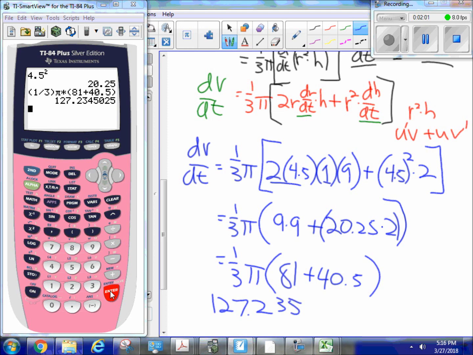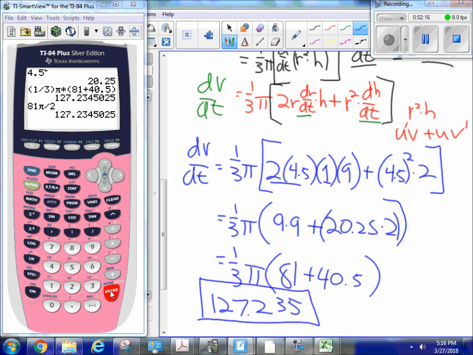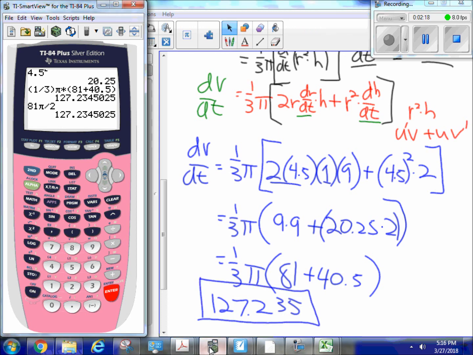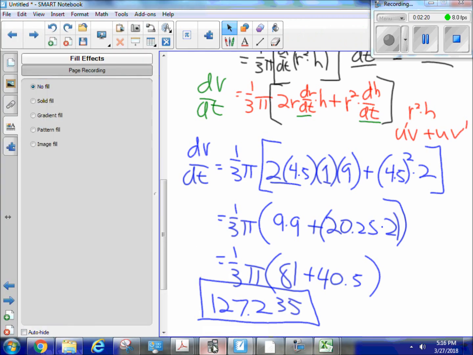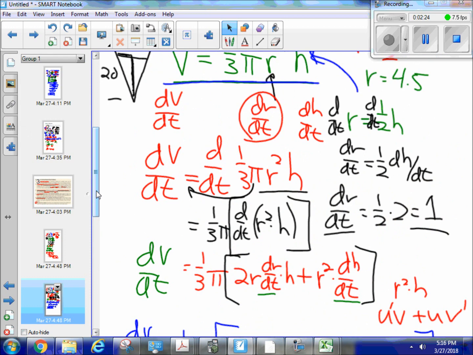Well, let's see something here. 81 pi divided by 2. What do you know? It's the exact same number. So, a slightly different approach. I really liked the way that Jeanine used this very simple r equals 1/2 h to be able to derive dr/dt.